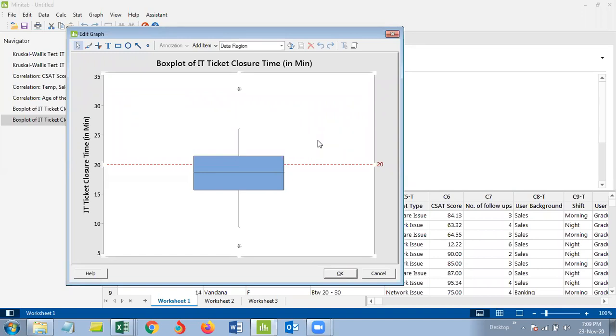Okay, let's have a look at this. Anything more than 20 is fail, anything less than 20 is pass because it's time related data. Time lesser the better. This tail has 25% data, which is pass. This is less than 20, which is pass. So 25% pass. This box has 25% data, which is also pass. It's less than 20. It's below the line.